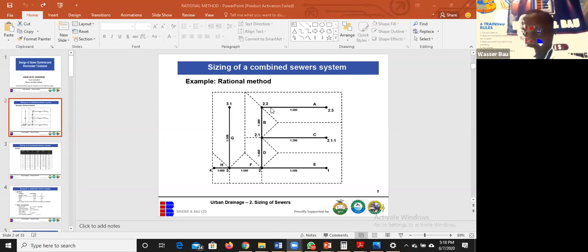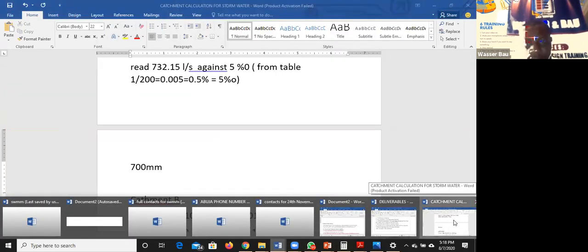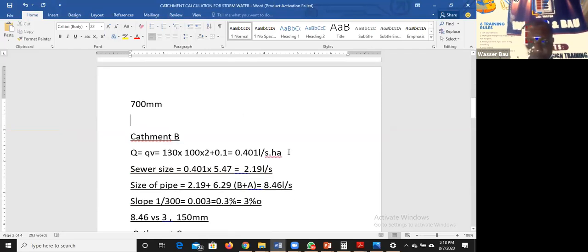So you see the stormwater now is giving us 700, while the sewer is giving us 150. So let's go to number B. So for B, this is B.